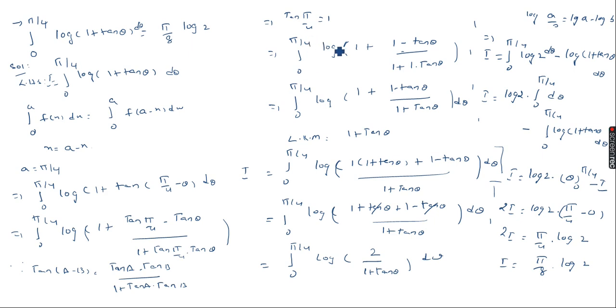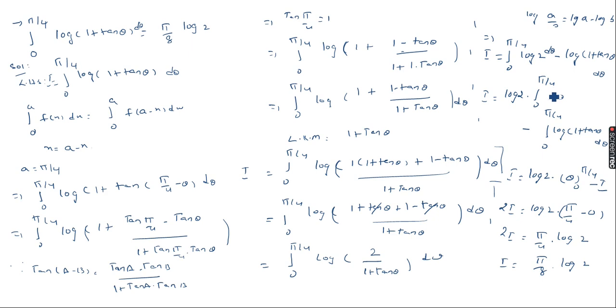We get the integral from 0 to pi by 4 of log of 1 plus 1 minus tan theta by 1 plus tan theta. And here what is the LCM? The LCM is 1 plus tan theta. We simplify, and we get the integral from 0 to pi by 4 of log of 2 by 1 plus tan theta. So log of a by b is nothing but log a minus log b. So we apply that: the integral from 0 to pi by 4 of log 2 d theta minus log of 1 plus tan theta d theta. And log 2 is a constant value. We can separate the integration: log 2 times the integral from 0 to pi by 4 of d theta, minus the integral from 0 to pi by 4 of log of 1 plus tan theta d theta.